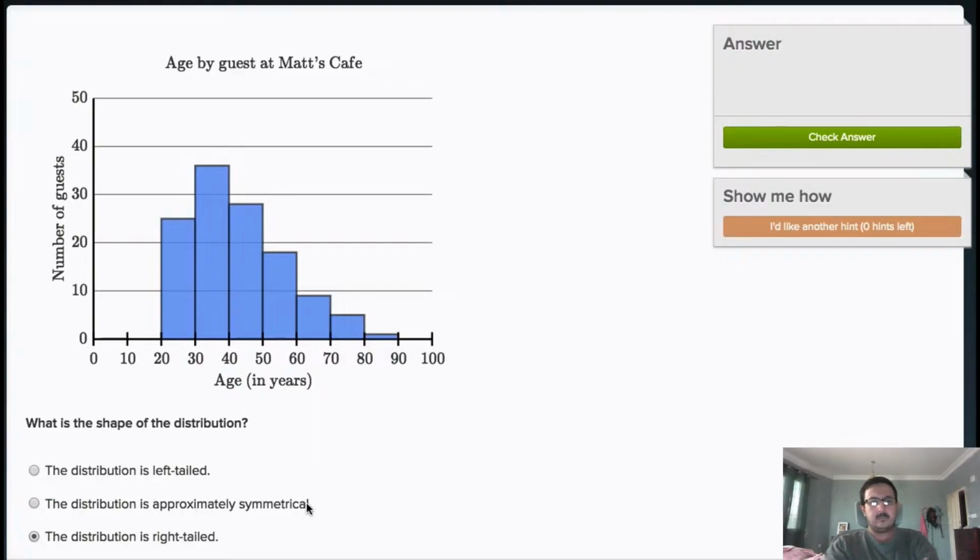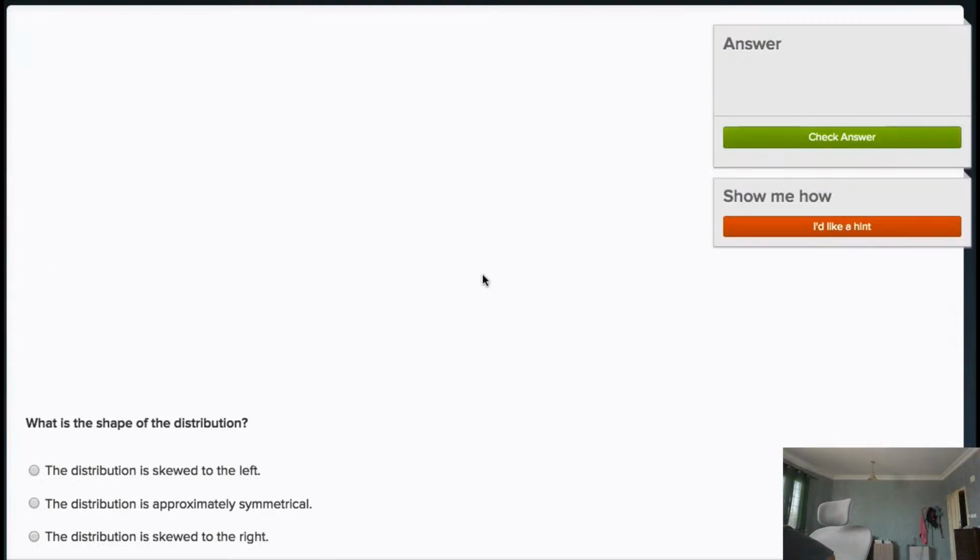Remember symmetry: you define a line of symmetry, and one type of symmetry is where both sides of that line are kind of mirror images of each other. You could fold over the line of symmetry and they'd roughly meet. And this one does not meet that, because if you were to say maybe there's a line of symmetry here, and you tried to fold this over, it wouldn't match up. The two sides would not match up. So I feel good saying that it is right-tailed.